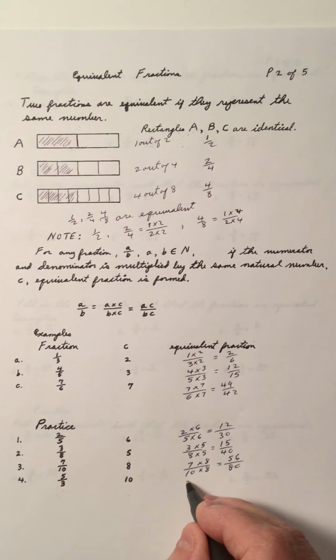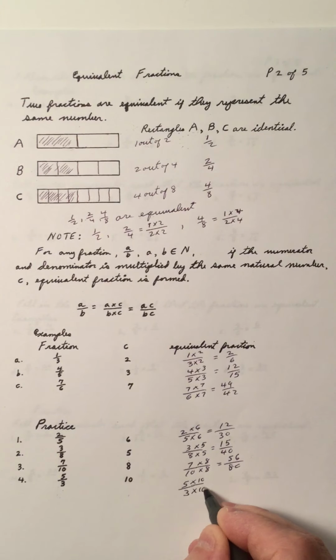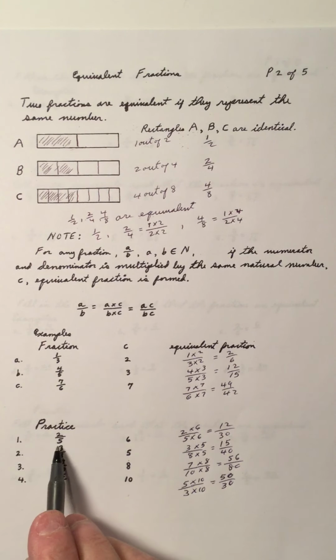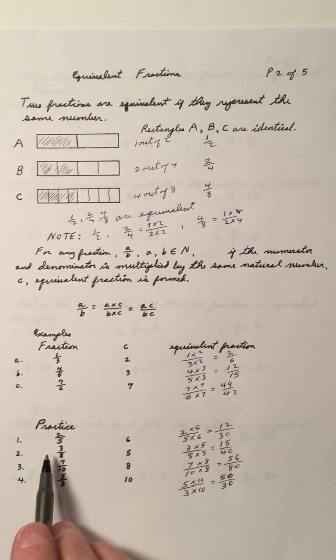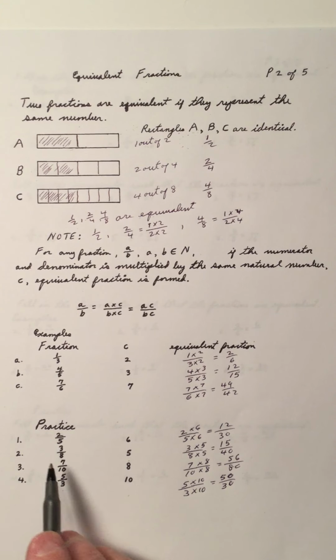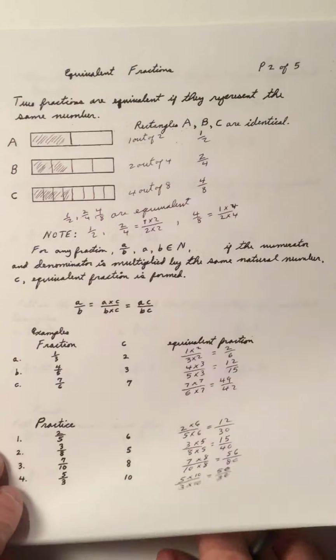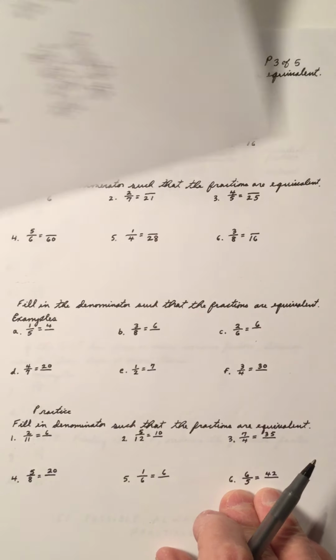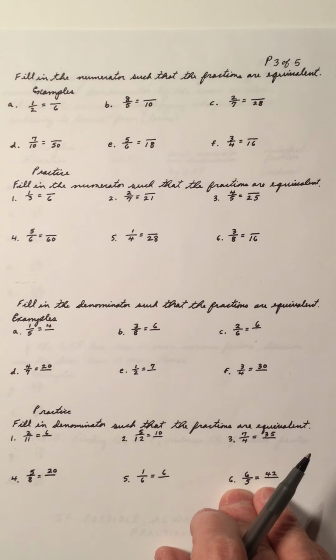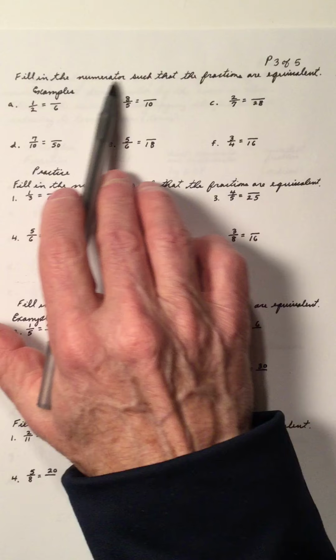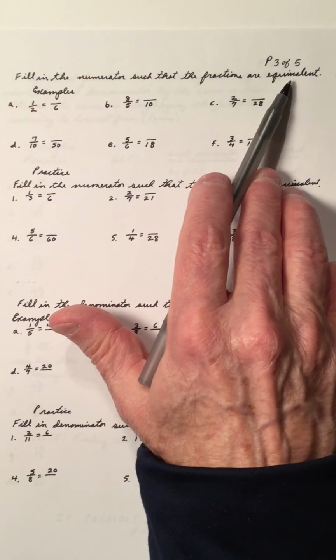And 5 over 3 multiplied by 10 on top and bottom will give me 50 over 30. So notice multiplying the top and the bottom of a fraction by the same number gets you an equivalent fraction. Let's try it another way. Fill in the numerator such that the fractions are equivalent.